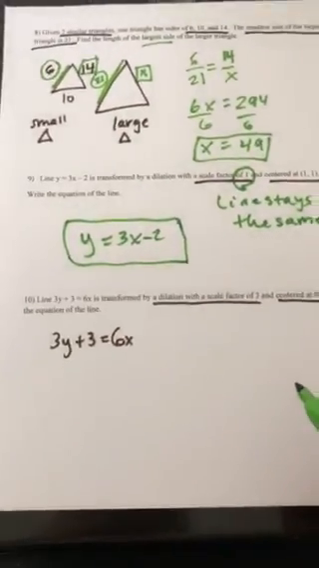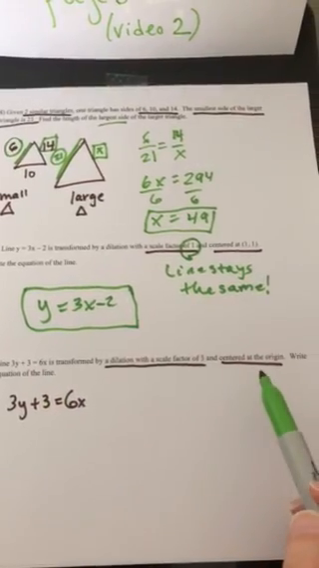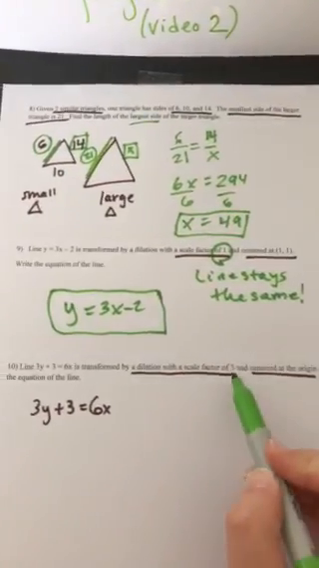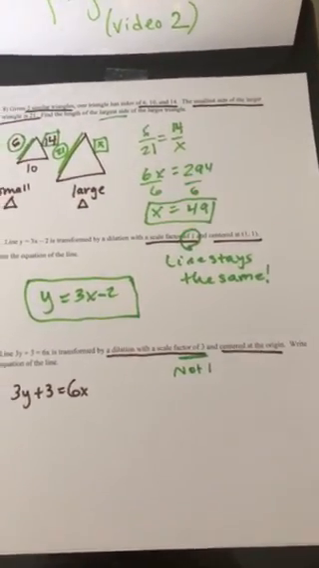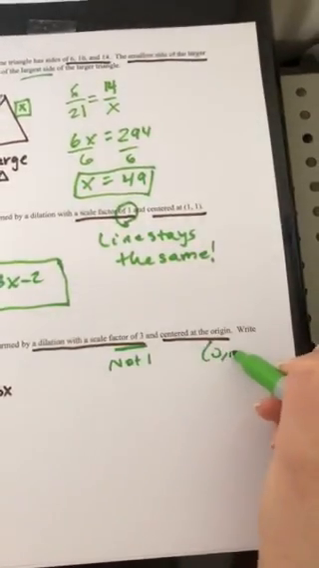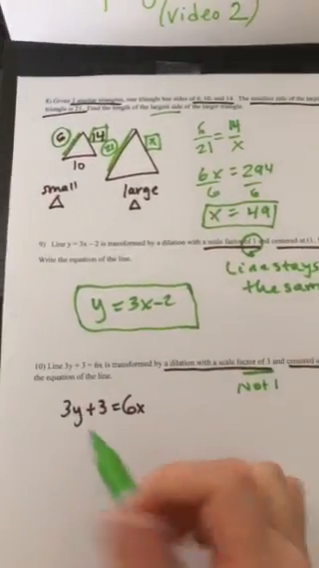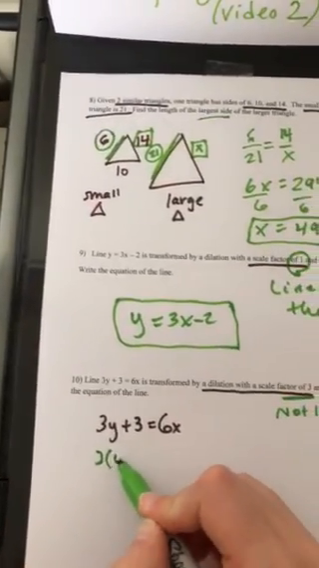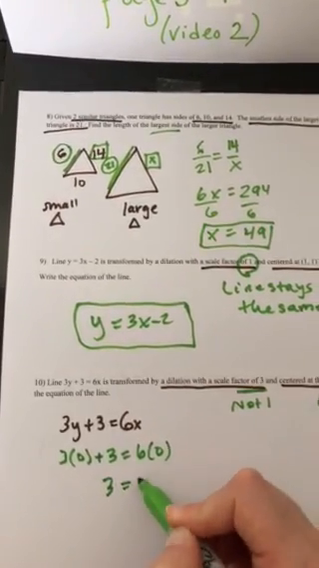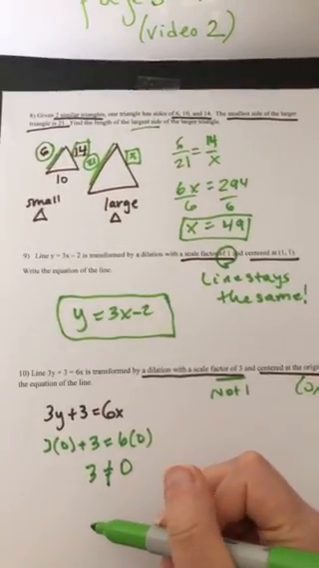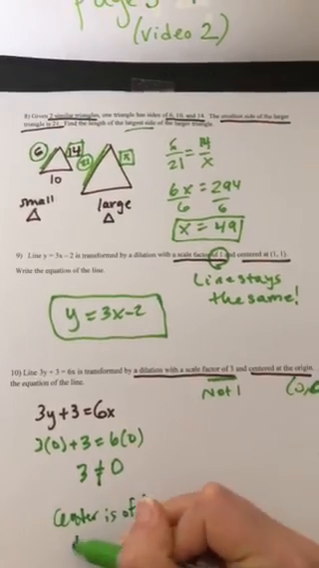Okay. On the next question, it's a little more tricky because our line has a scale factor of 3 and center of the origin. So there's two things I have to check. Well, that's a scale factor 3, not 1. Okay, so my line might change. It might become parallel, or maybe it'll stay the same if I test the origin. So now we can test in 0, 0 for x and y. 3 times 0 plus 3 equals 6 times 0. 0 plus 3 is 3, and does that equal 0? Nope. So the line is going to move. It's going to become parallel. The center is off the line.